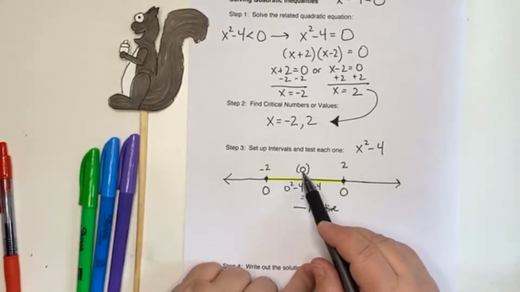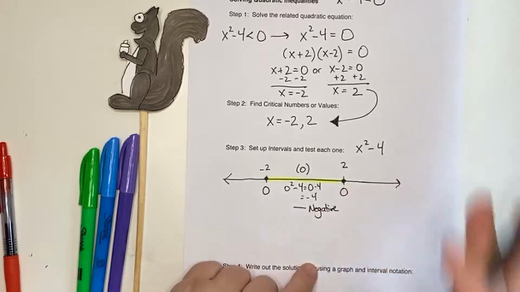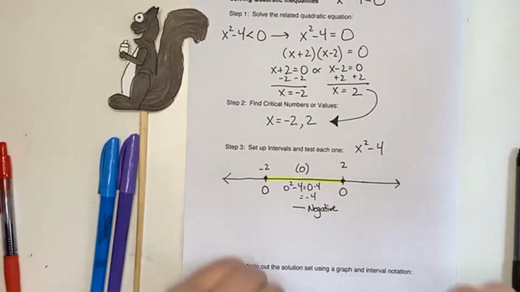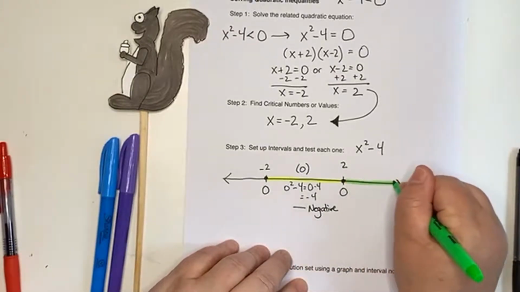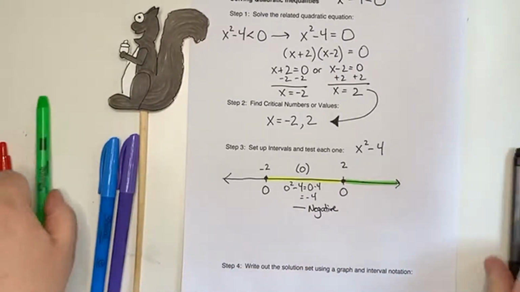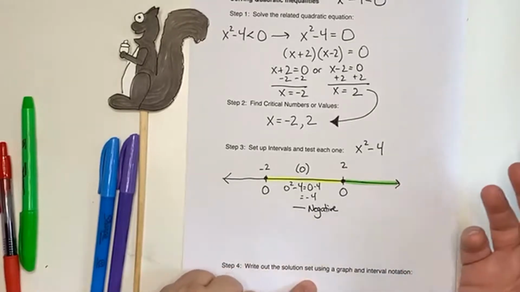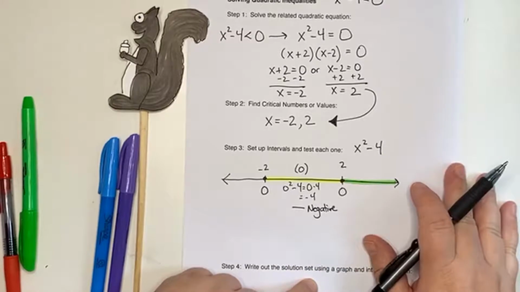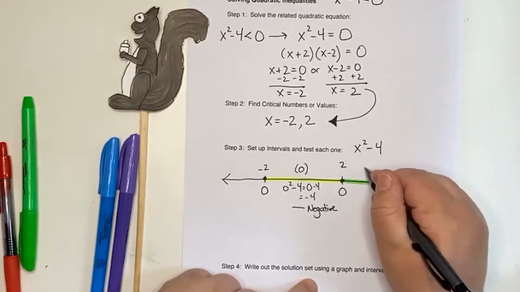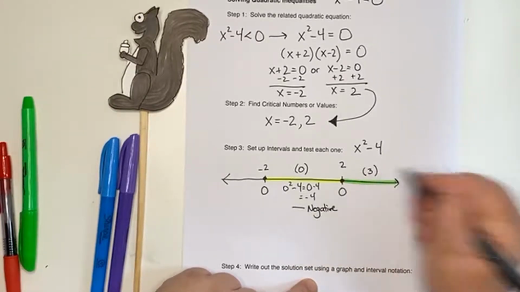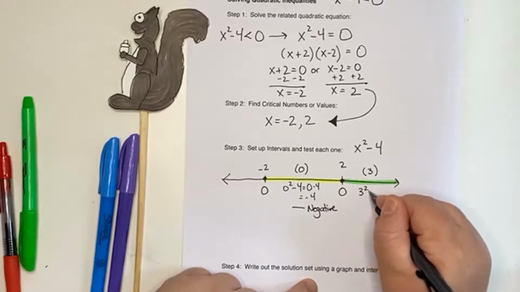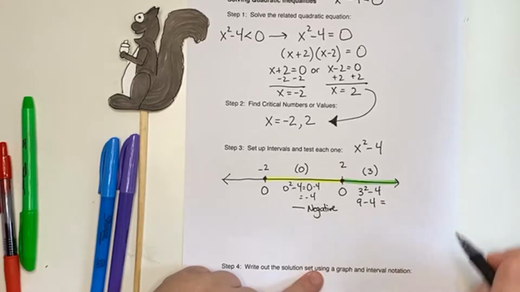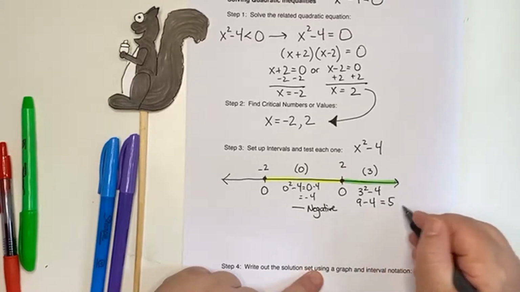You pick one value in between, your choice. So I got to pick over here. I'm going to take this interval, let it be green. I pick 1 point. Now, if you read the book, you'll see they have a slightly different way of setting up the chart. You can set up your chart however you like. I'm going to pick the point 3. So I'm going to test 3 squared minus 4. So that's 9 minus 4. That equals 5. That's positive.